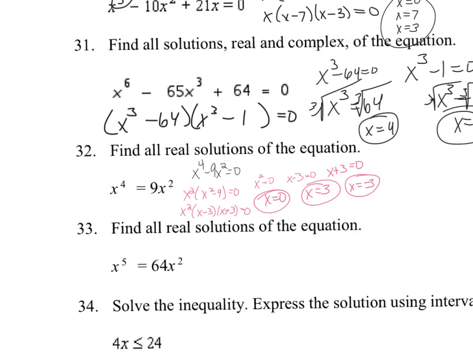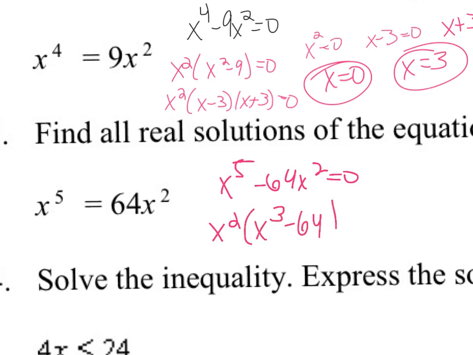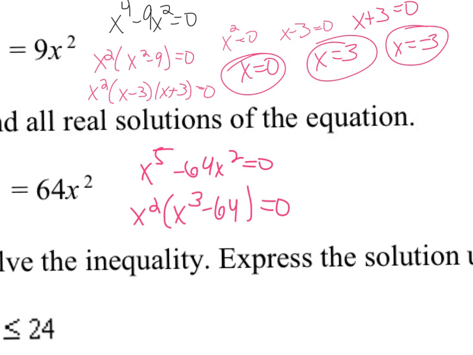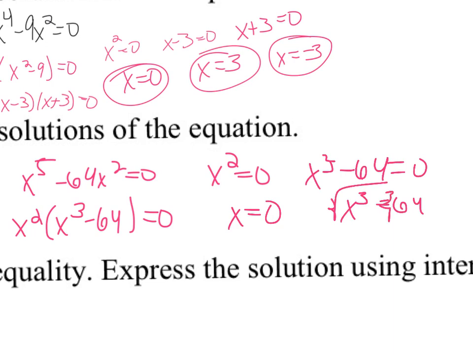This one is the same thing. We're going to get everything to one side. So I have x to the 5th minus 64x squared equals 0. What can I take out of both of them? X squared again. Then I'm left with x cubed minus 64 equals 0. Set each piece equal to what? 0. So here x equals 0. X cubed equals 64. What number times itself 3 times gives me 64? 4. We just did that. Good.